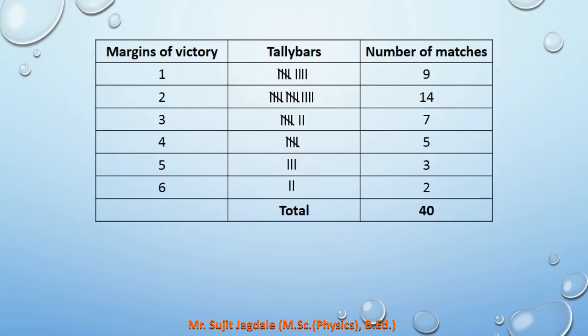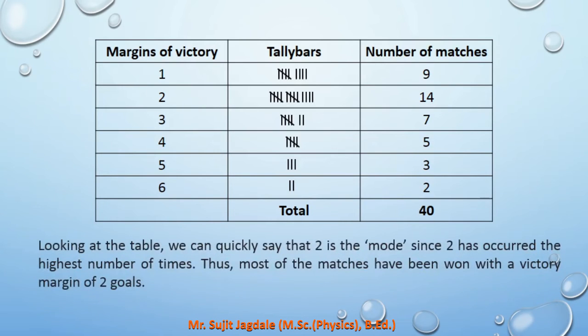So which number is repeated the maximum number of times? You can identify it very easily. Which margin of victory is repeated most of the time? Obviously it is 2. 14 matches are won with the margin of victory 2. So obviously 14 can be considered the mode of the given data because it occurred the highest number of times. Thus most of the matches have been won with a victory margin of 2 goals. So 14 is the mode for the given data.